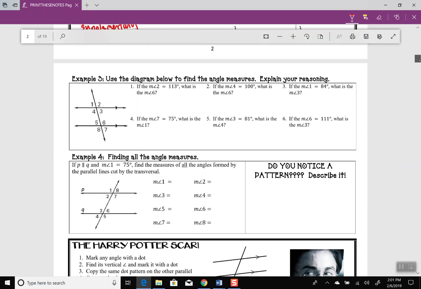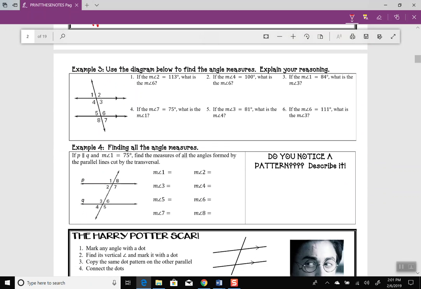All right, moving on to the back. If angle 2 is 113, what is angle 6? Well, these are corresponding angles. They're both in, say, the top right position. So angle 6 is equal to angle 2, so that's going to be equal to 113 by corresponding.